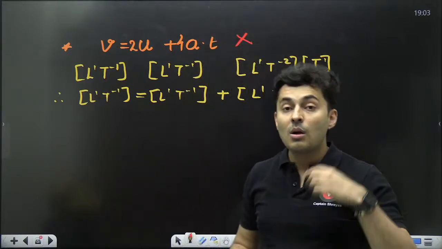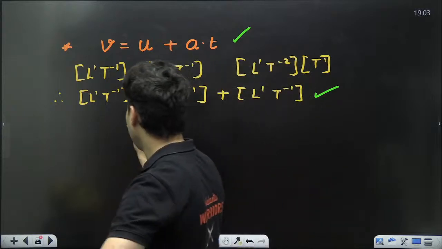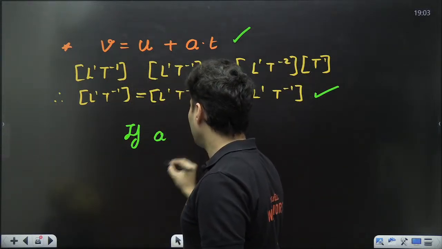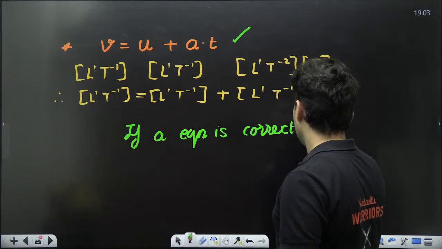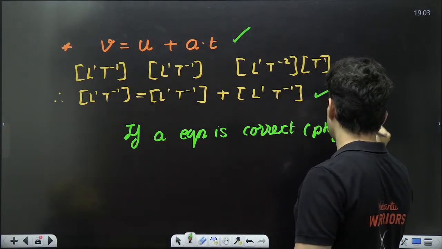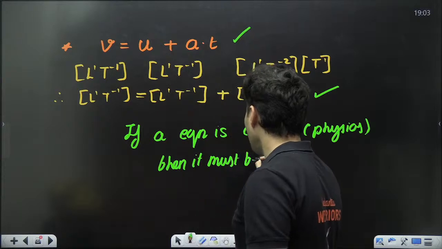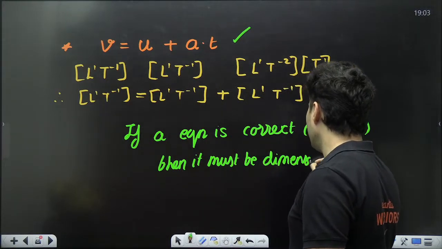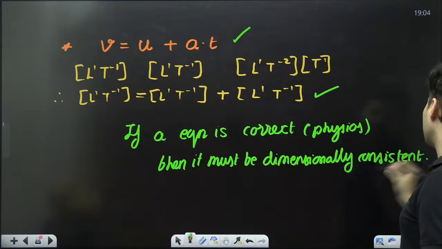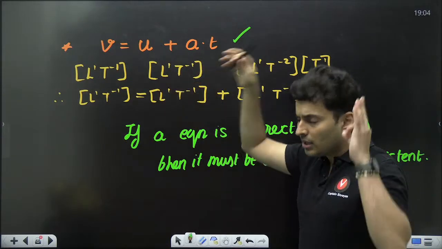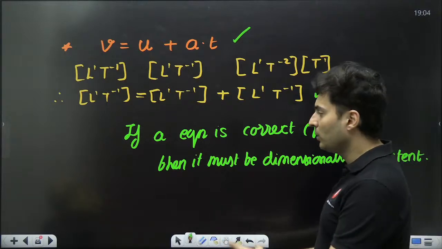So what does this tell you? This tells you that if an equation is correct physics wise, then it must be dimensionally consistent, meaning this is correct in physics. 100% the dimensions on LHS and RHS must be equal. No negotiation on that. This is non-negotiable.